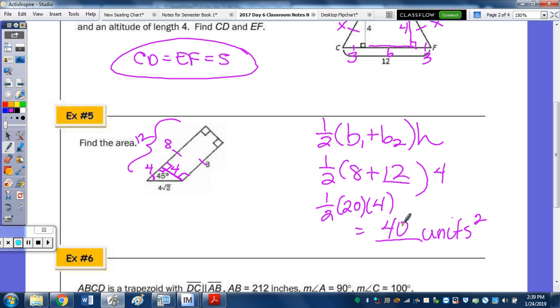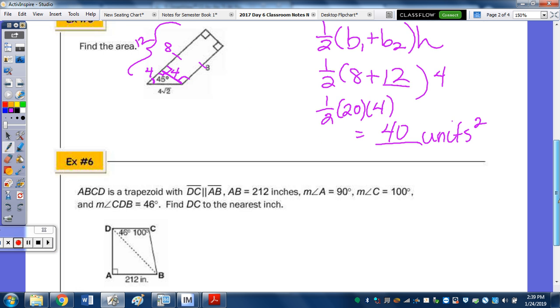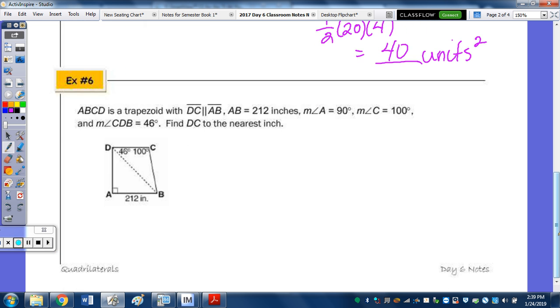And the last one before we finish with a coordinate geometry proof is one that's going to involve some trigonometry. So we're told we have trapezoid ABCD. So if you have a calculator, double check that you're in degree mode. Our parallel sides are DC and AB. A is already labeled as 90, C is already labeled as 100, and CDB is already labeled as 46. We're going to find the length DC to the nearest inch, so I'm going to call that X. So we're going to find one of the bases.